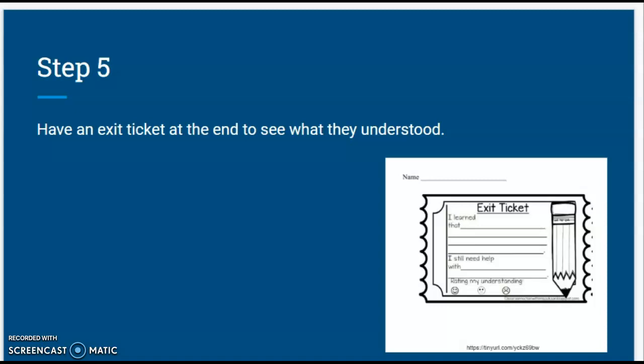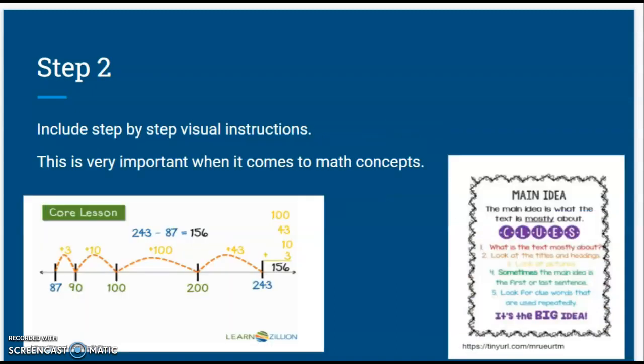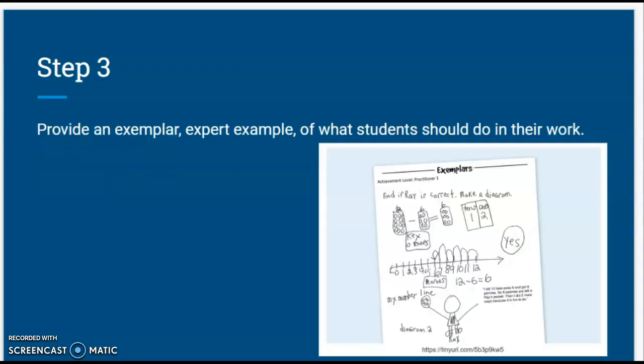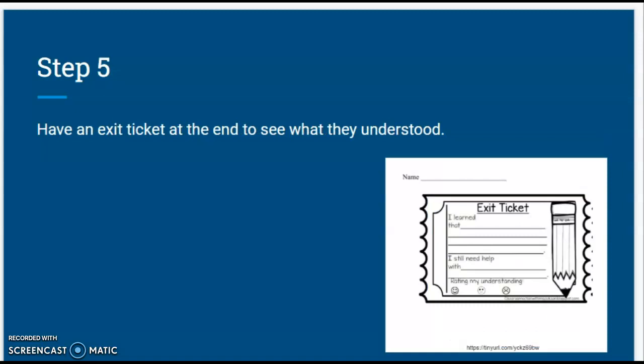So just quickly going over the steps again. Step 1, align the packet to what is being taught. Step 2, making sure that there is a lot of visual instructions. Step 3, after the visual instruction, you want to provide an exemplar of what the student should do. Step 4, providing opportunities to practice the skill. And step 5, making sure there is a way to assess the skill. So a simple exit ticket should work.